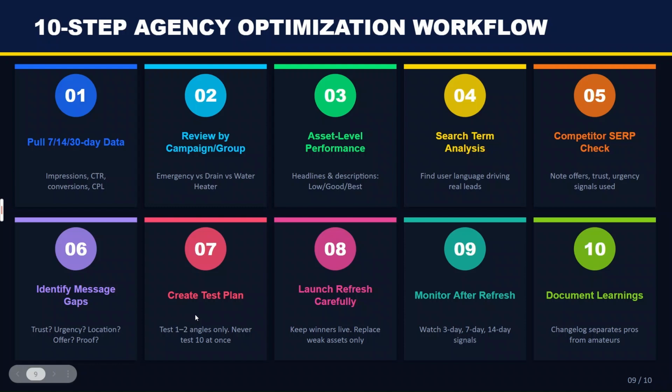And number seven is create a test plan. Pick one angle to test, not 10. One. Write two or three new headlines based on that angle. And step 8, launch the replace. Keep your winners live and only replace the weak assets.